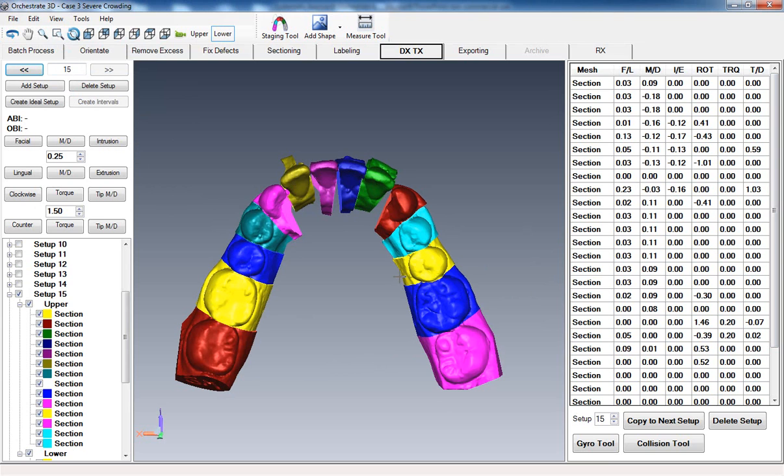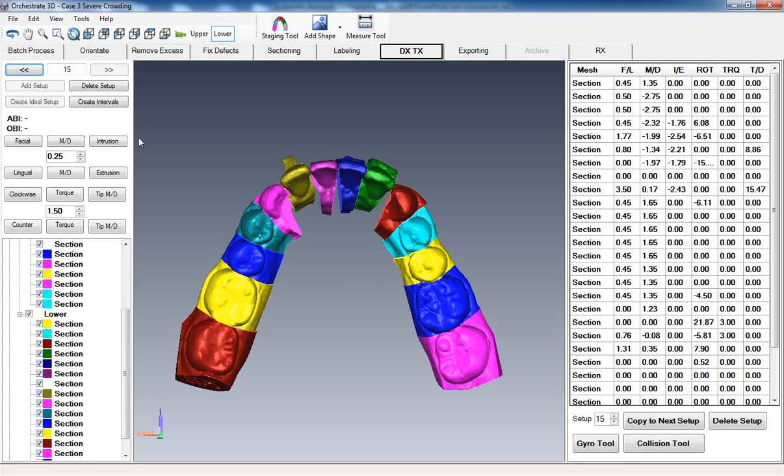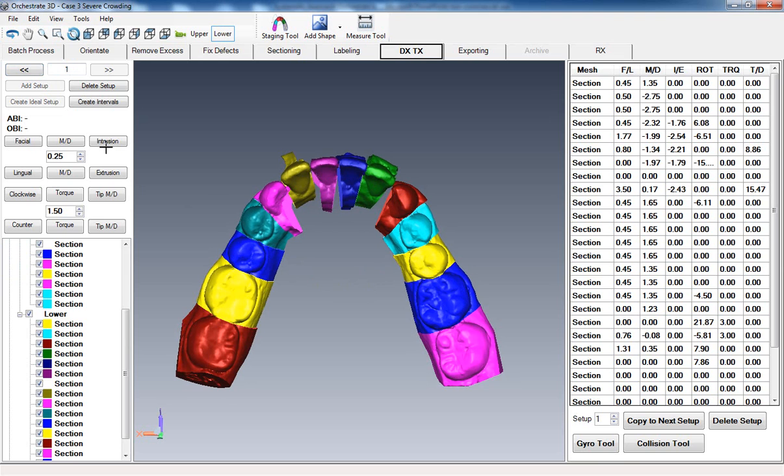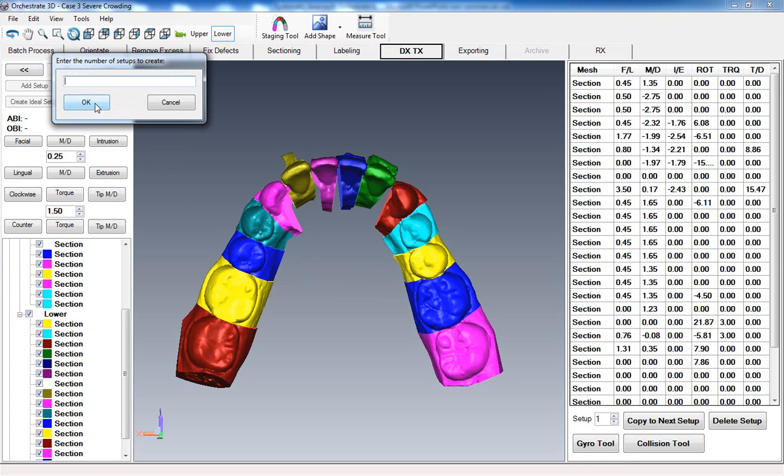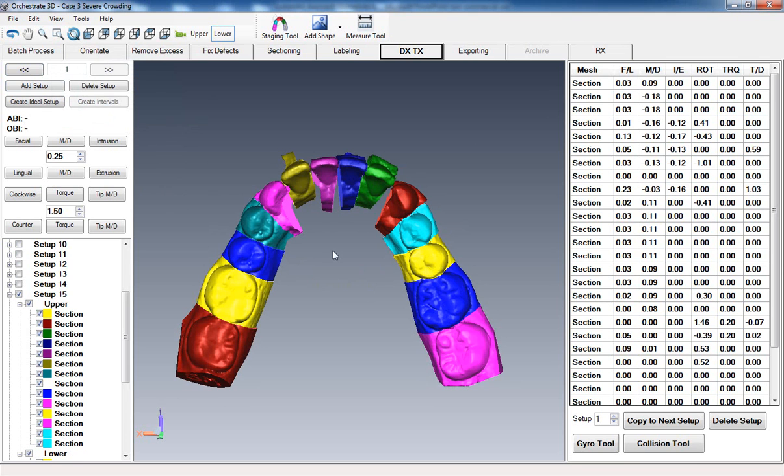Now, if you make a mistake and these numbers come out how you don't like them, you can always go up to Edit, Undo. It will reset everything, and you can click on Create Intervals again and put in a number either higher or lower and see how the numbers sort out for you. So anyway, I would set this at 15, click on OK, and now we have all of our tooth velocities and parameters set up. Everything is within our guidelines.